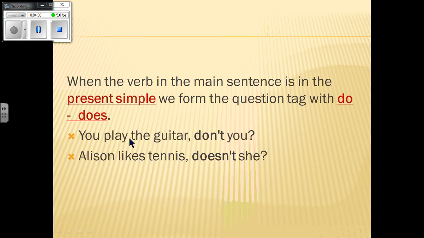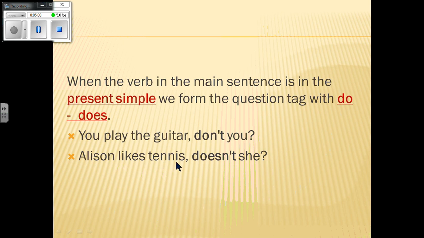In this case, we will get from our minds one of verb to do. Play, it's the main verb here in the infinitive form. So we will use do. The sentence is in the affirmative case, so it will be in the negative here in the question tag. Don't. And the pronoun will be the same. You, don't you? You play the guitar, don't you? And don't forget the question mark at the end.